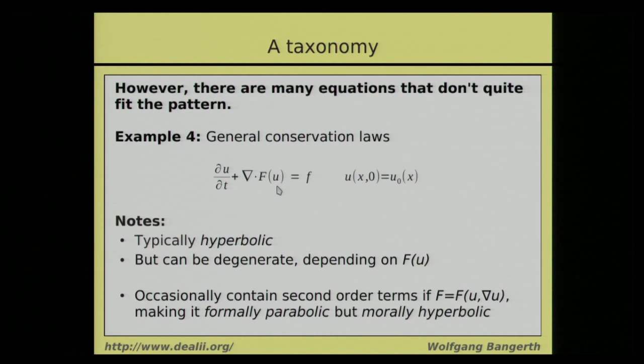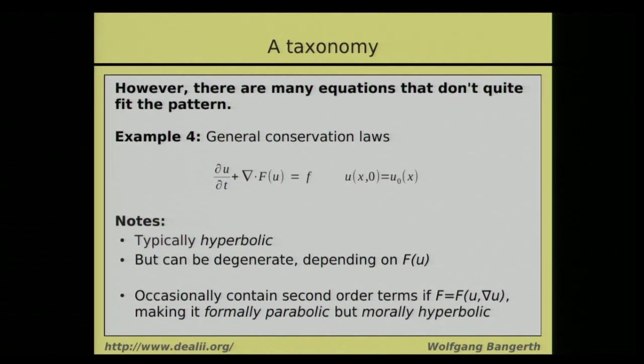Sometimes this F does not just depend on u, but also on the gradient of u. That would make this problem formally parabolic, but typically the dependence on the gradient of u is small. It becomes parabolic because I would have the divergence of something that involves the gradient of u, so that would involve second derivatives of u. Morally, it is still a hyperbolic equation if the dependence on the gradient of u is weak.